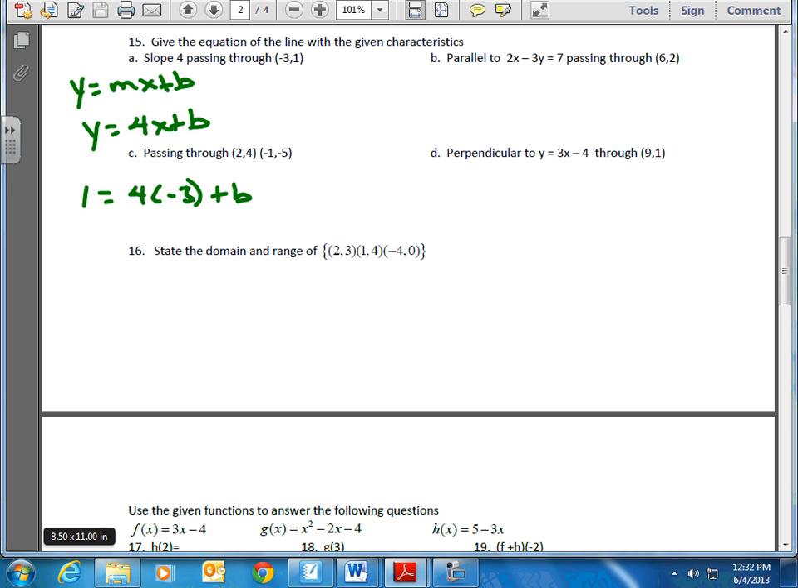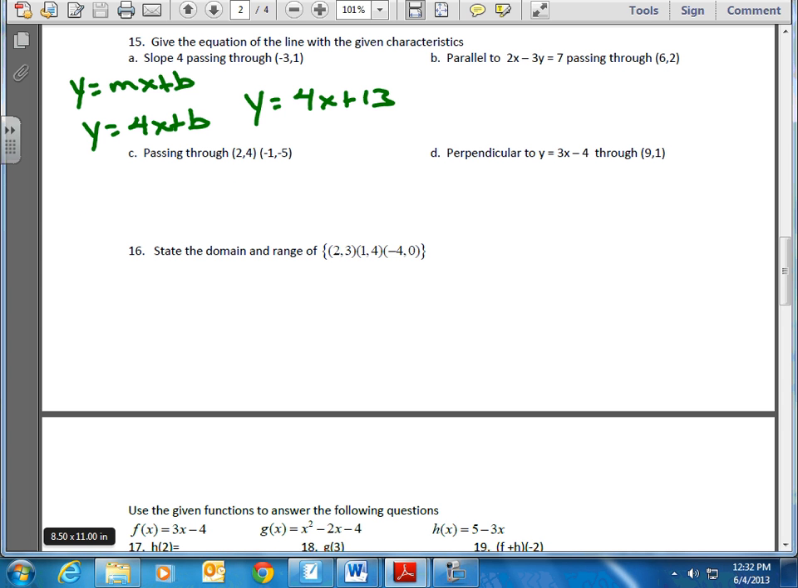Multiply 4 times 3, add 12, and b is 13. So my final equation: y equals 4x plus 13. When you are solving these, to find the equation of a line, you need the slope and you need the y-intercept. Once you find both of them, plug them in, and you got it.